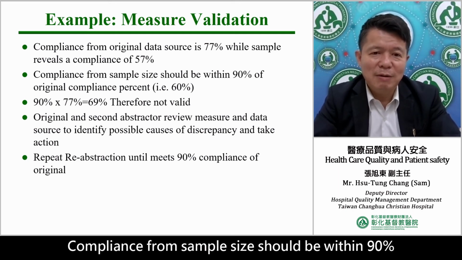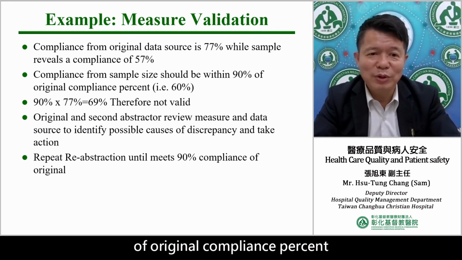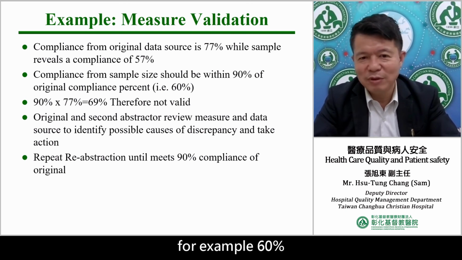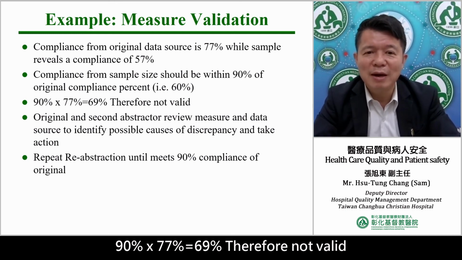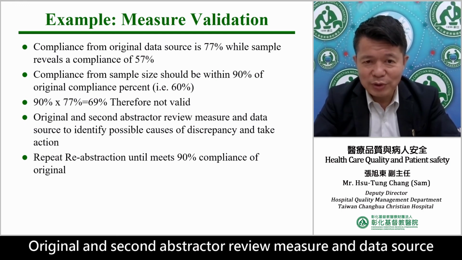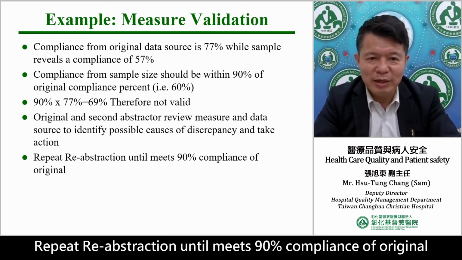Compliance from the original data source is 77%, while the sample reveals a compliance of 57%. Compliance from the sample should be within 90% of the original compliance percent, for example, 60%. 90% multiplied by 77%, we got 69%. So the result is not valid. The original and the second abstractor review the measure and the data source to identify possible causes of discrepancy and take action, or repeat re-abstraction until it meets 90% compliance of original.